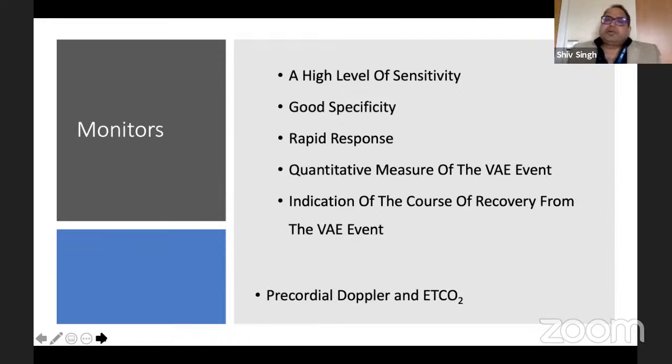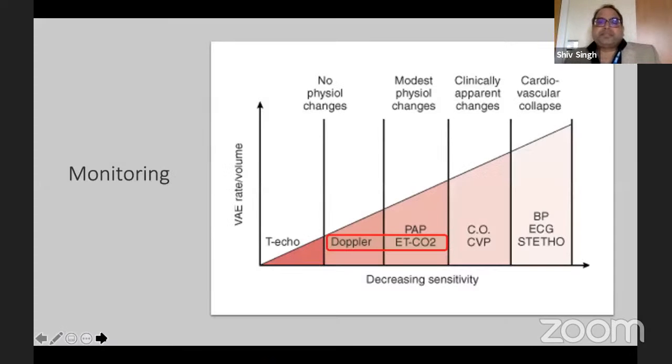So the monitors for monitoring venous air embolism need to have a high level of sensitivity and very good specificity, and they should be rapidly responsive. They should be able to quantitatively tell us the amount of air embolism, and maybe give some indication of how the course of recovery is going to be. So can we actually observe the improvement in the parameters? If you look at all this, then precordial Doppler and end-tidal CO2 monitoring are the two things which probably fulfill the criteria.